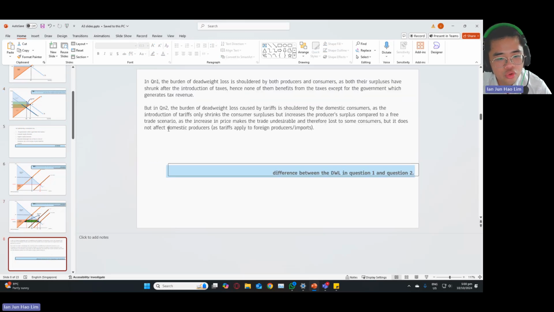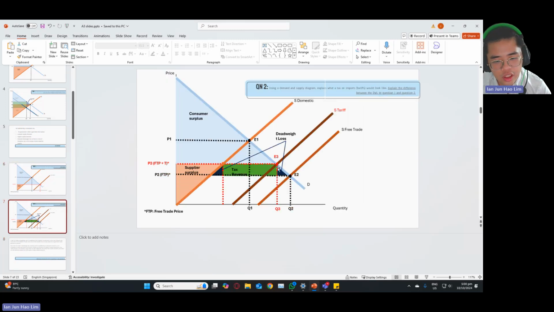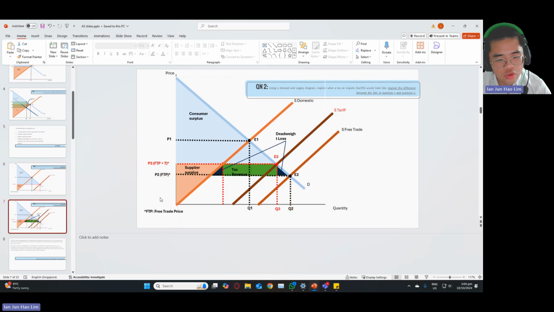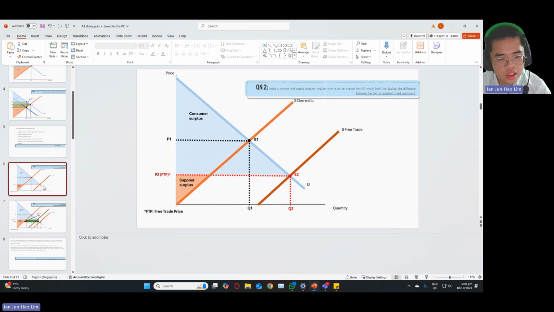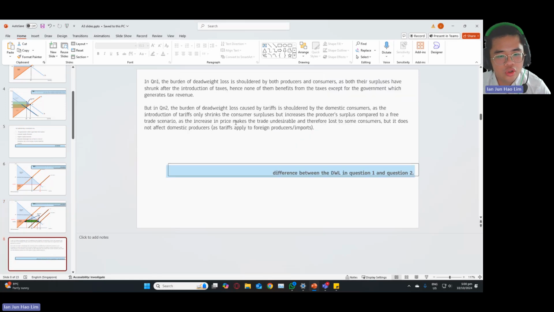Whereas in question 2, the burden of deadweight loss caused by tariffs is shouldered by domestic consumers, as the introduction of tariffs only shrinks the consumer surplus, but increases the producer surplus. You can see here, this space of the tax revenue and deadweight loss used to be under the consumer surplus. After introduction of taxes, the consumer surplus decreases, and the deadweight loss here used to be under the consumer surplus. Thus, in question 2, deadweight loss is shouldered by the consumers.